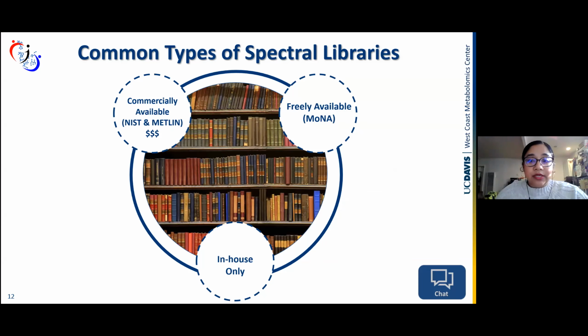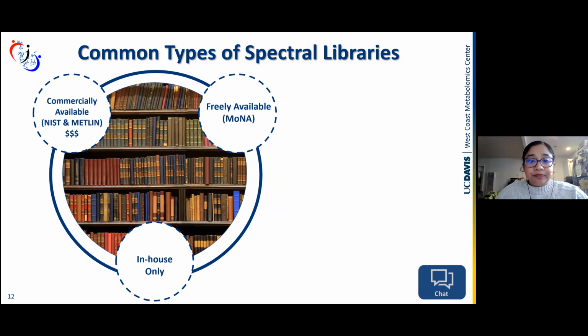So these are libraries that haven't been shared with the public, and you're using them very specifically in your research question or in your lab or your workflow as it goes. And for those of you who do have in-house libraries, I strongly encourage you to share them with the community at large, because that's how we're going to grow and keep moving forward.